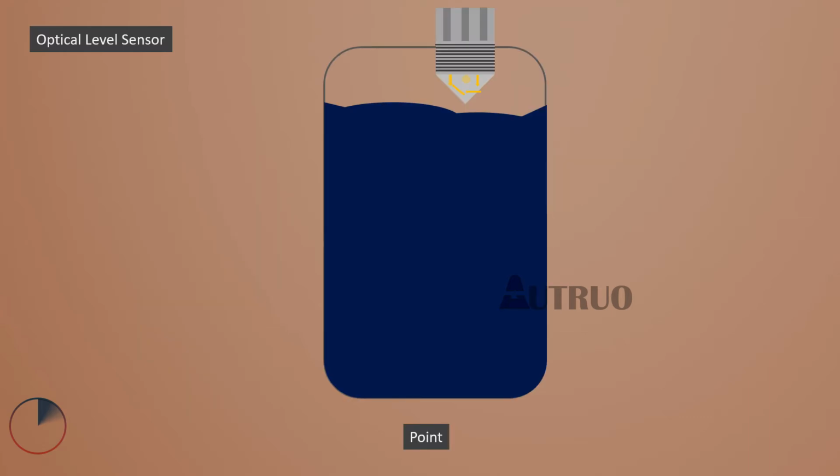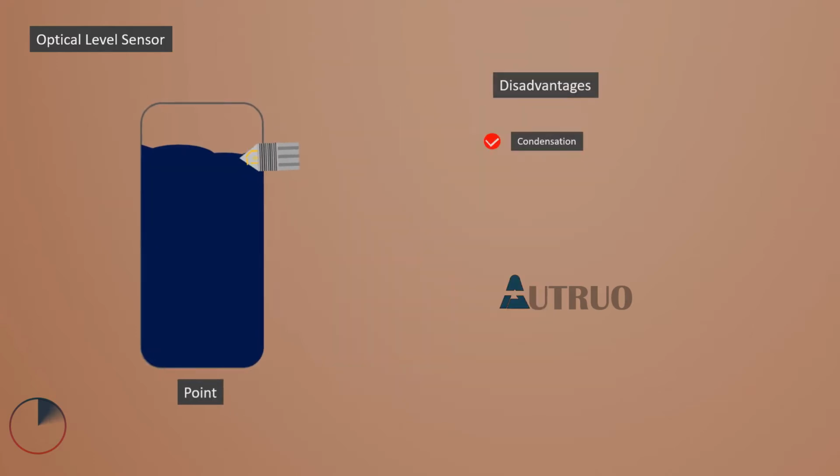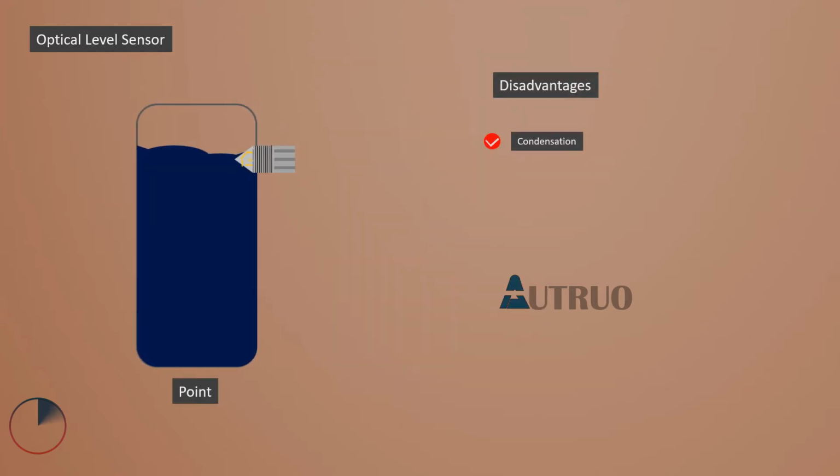Let's look at its disadvantages. Optical level sensors are unsuited for applications where top mounting is necessary. When top mounted, the accuracy of the optical sensors may be adversely affected by moisture condensation. It can also be affected by particles that clog at the tip.